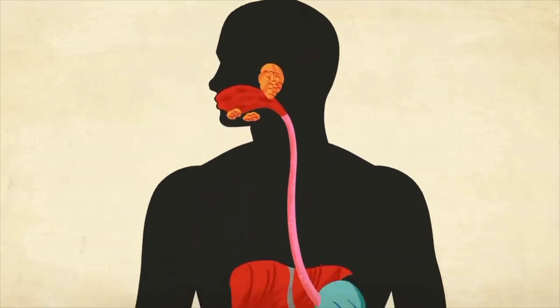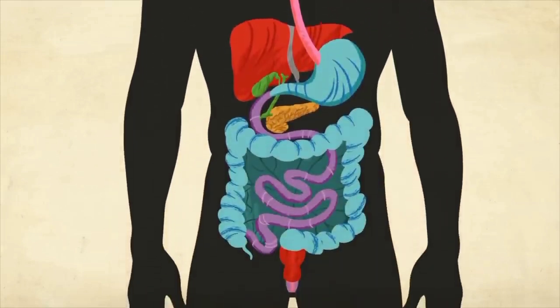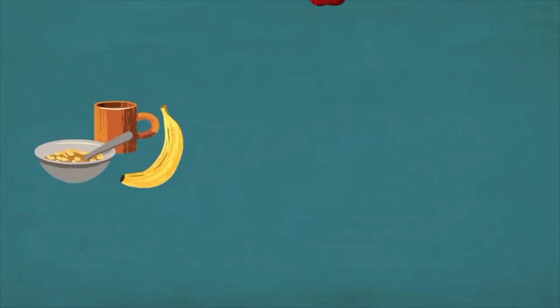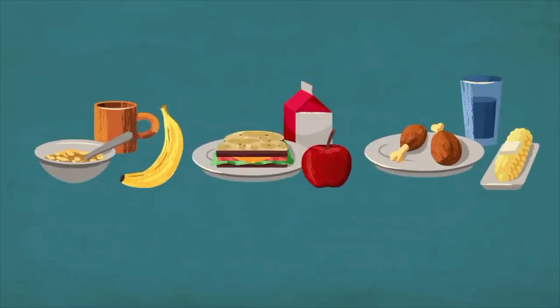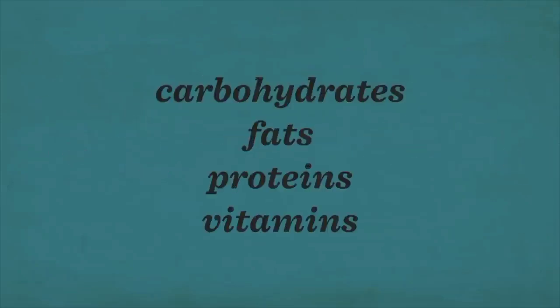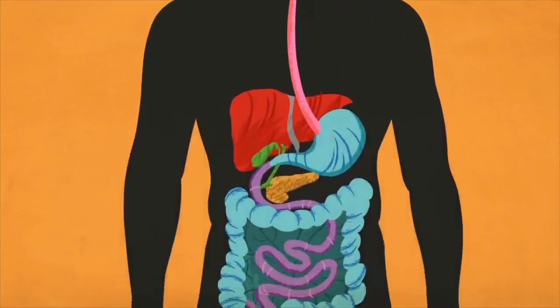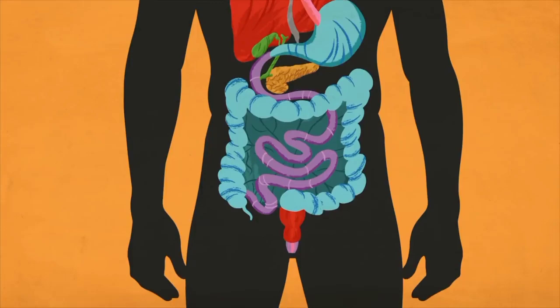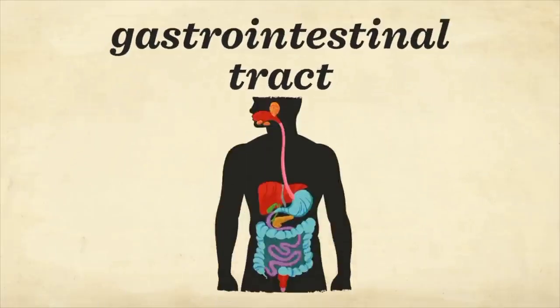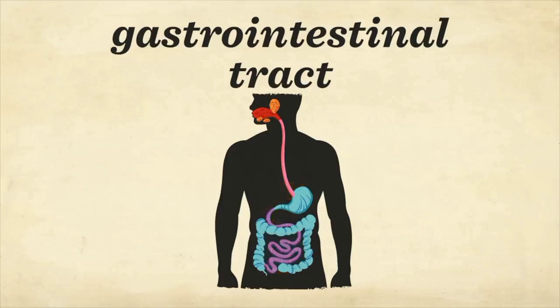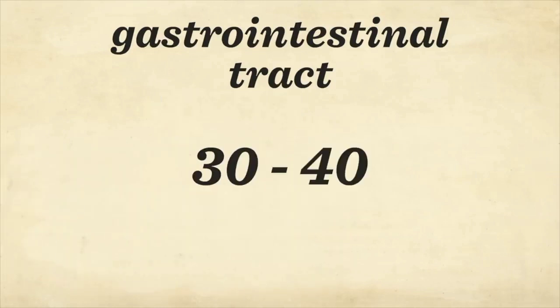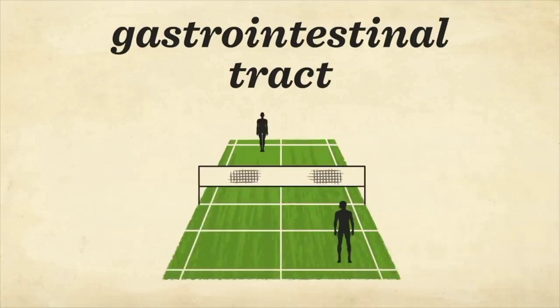Its parts continuously work in unison to fulfill a singular task, transforming the raw materials of your food into the nutrients and energy that keep you alive. Spanning the entire length of your torso, the digestive system has 4 main components. First, there's the gastrointestinal tract, a twisting channel that transports your food and has an internal surface area of between 30 and 40 square meters, enough to cover half a badminton court.